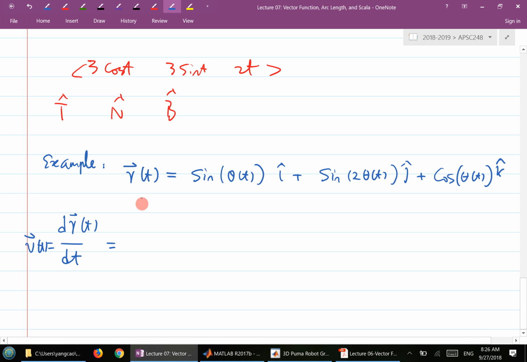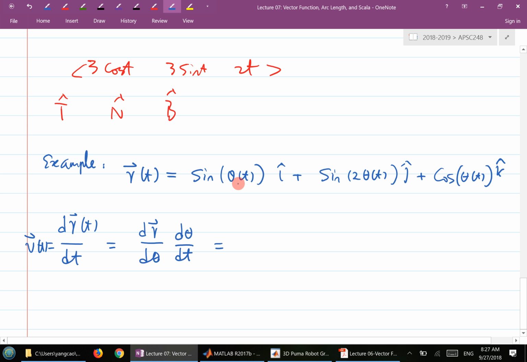Now, technically speaking, what you do here is use the chain rule to calculate: dr over d theta first, and then d theta over dt. I'll calculate dr over d theta first. Now, d theta over dt, because the question didn't give you anything about theta, we'll keep d theta over dt. This is what we normally call a symbolic calculation, so we'll keep the d theta over dt here.